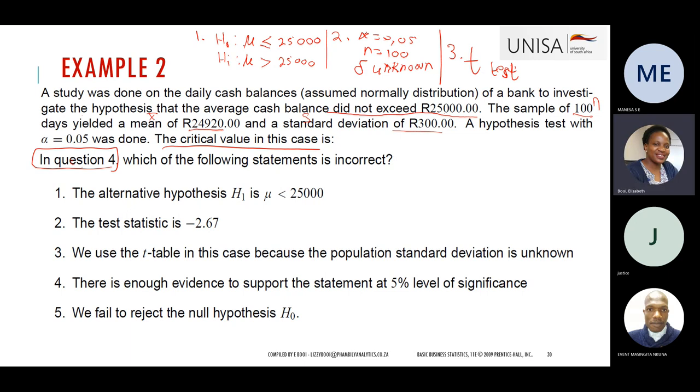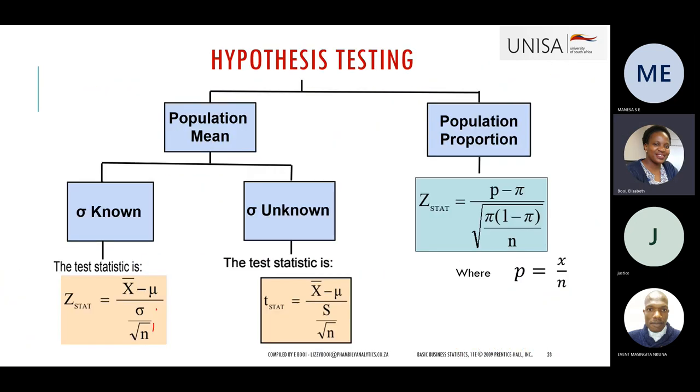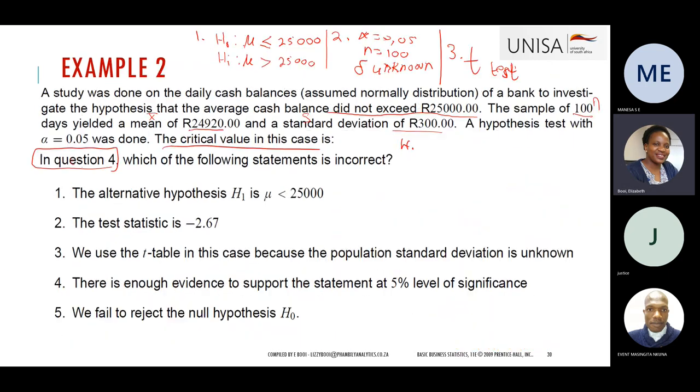Step number four, we need to find the critical value. Remember how we find the critical value for a t-test? We also need to pay attention to the sign. It says greater than, therefore it's a one-sided test, which is one thing that I didn't mention here. We're doing a one-sided test. So we're going to find the critical value by using alpha and the degrees of freedom.